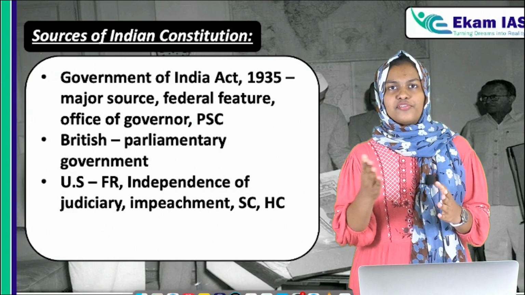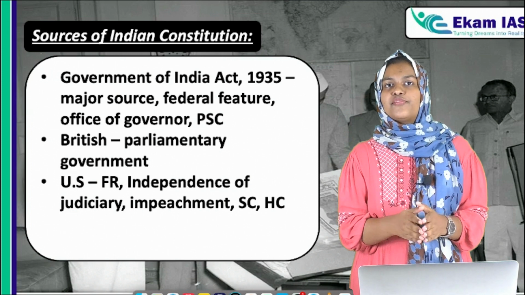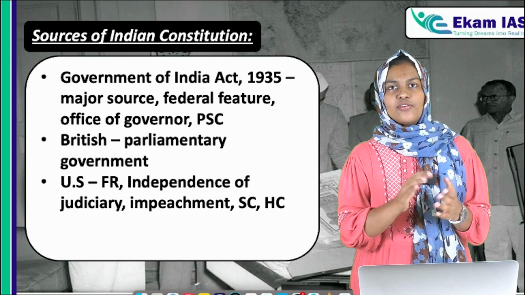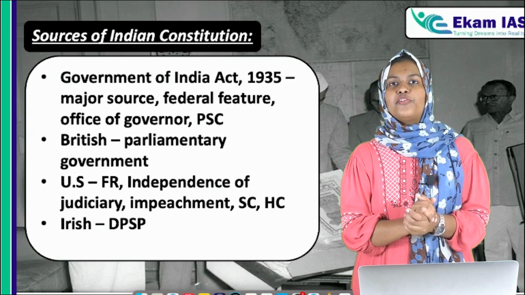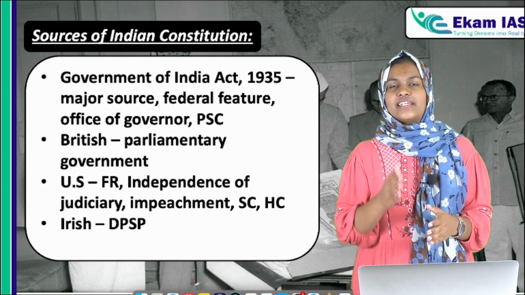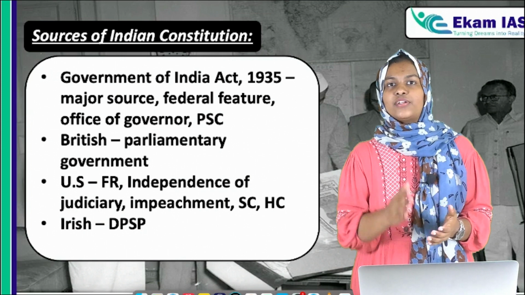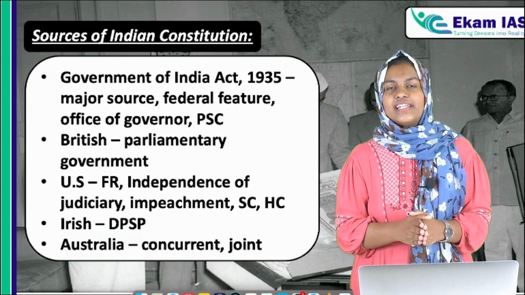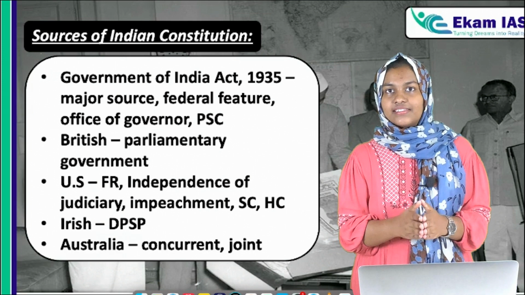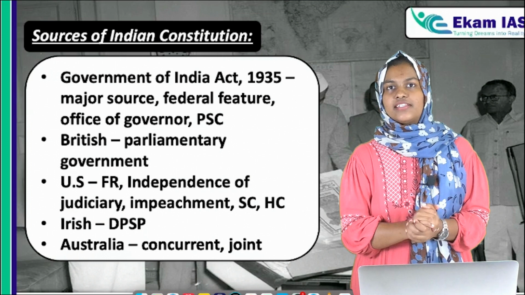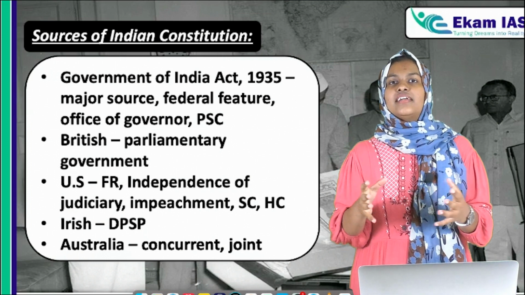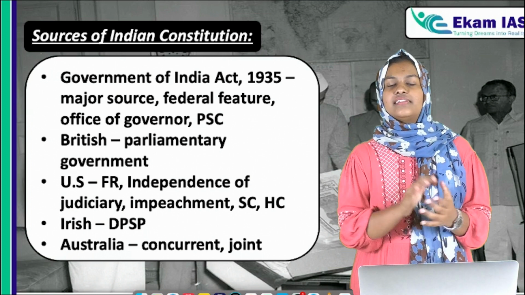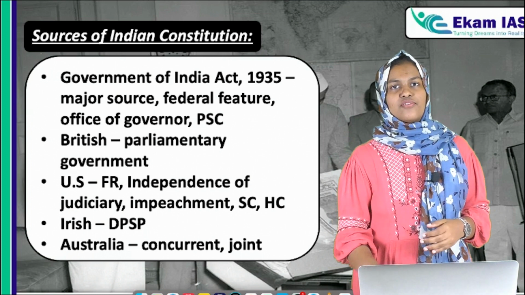The impeachment of the President of India and the removal of Supreme Court judges and High Court judges are all taken from the Constitution of the United States. Part 4 of our Constitution, which talks about the directive principles of state policy or DPSP, we have adopted from the Irish Constitution. From the Australian Constitution, we have adopted the concurrent list and the provision of joint sitting when there is a confusion or dilemma between two houses.